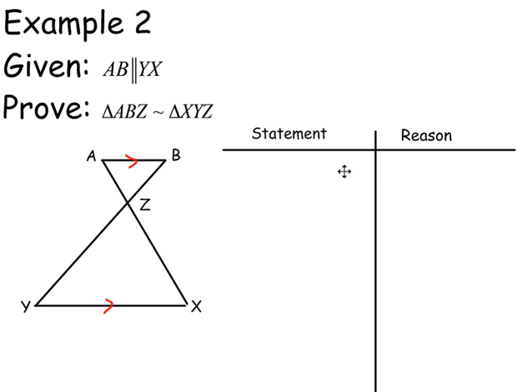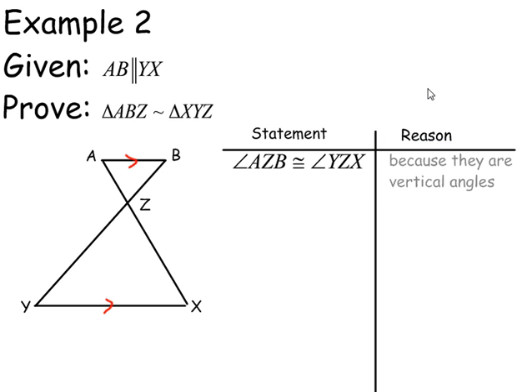For my first statement, I'm going to say angle AZB is congruent to angle YZX because they are vertical angles. Since I know that these are vertical angles, I can say that they are congruent to each other. So this angle is congruent to this angle.